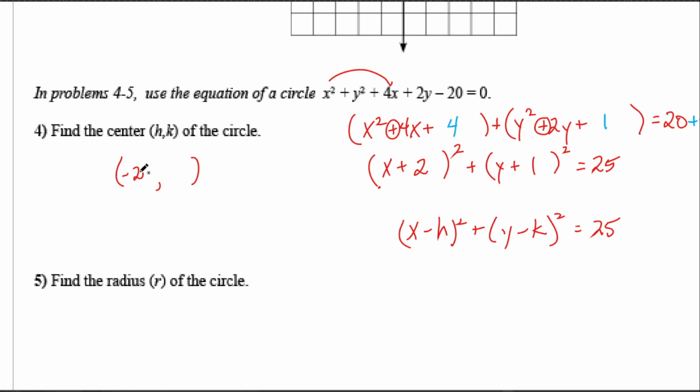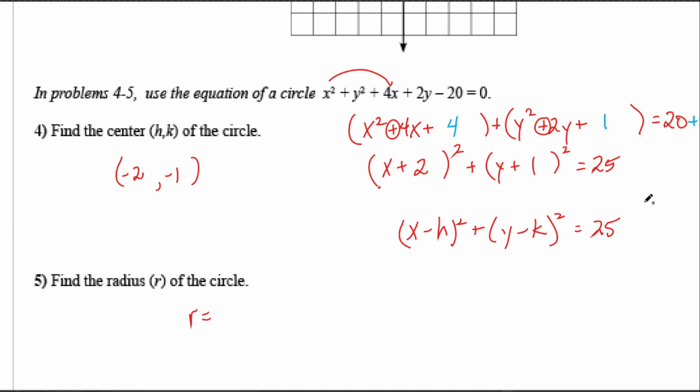I had 1 or 2 people put a positive 2 here, even though they did this right, okay? So you've got to understand what it means, and this is going to be a negative, because it's x minus whatever the h is. This is minus negative 2. This is minus negative 1. That's why we get a negative 2 and a negative 1. That's my center.